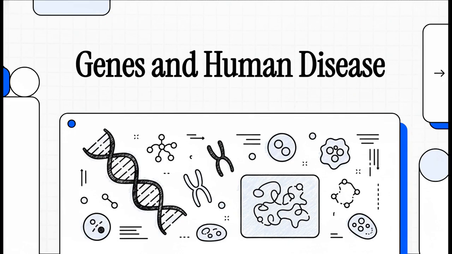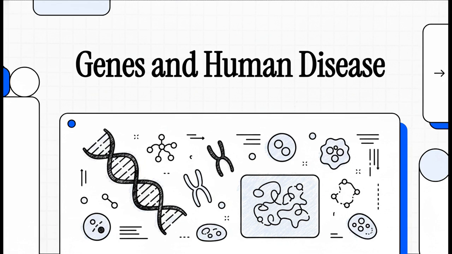Chalo bachcho, let's start. Have you ever really thought about it? How is this incredibly complex machine, your body, even built? Well, it all comes from one single blueprint, your DNA. But what happens if there's a small printing mistake in that blueprint? A tiny typo? Today, we're going to explore exactly that.